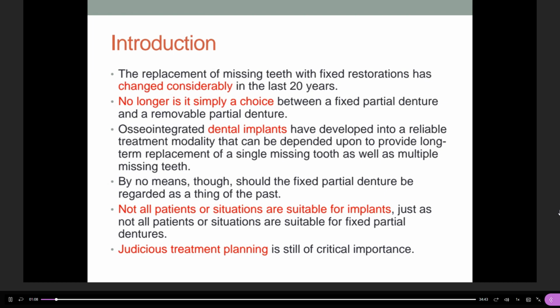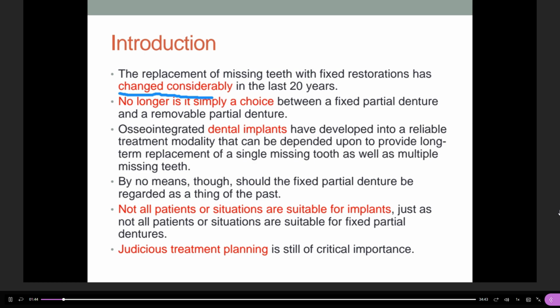So the replacement of missing teeth has been considerably changing in the last few years. The mode of treatment has been changing over the last many years. Conventional fixed prosthesis has been slowly and gradually replaced by implant prosthesis. But in all situations, we should know what is the correct prosthetic design which is suitable for that patient. So it is not just a simple choice between fixed prosthesis and removable prosthesis.